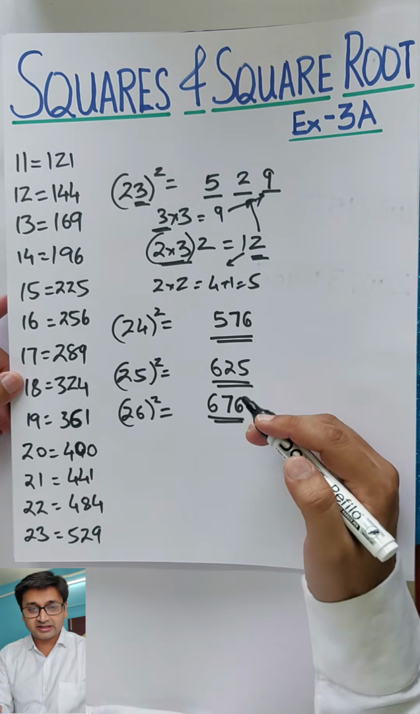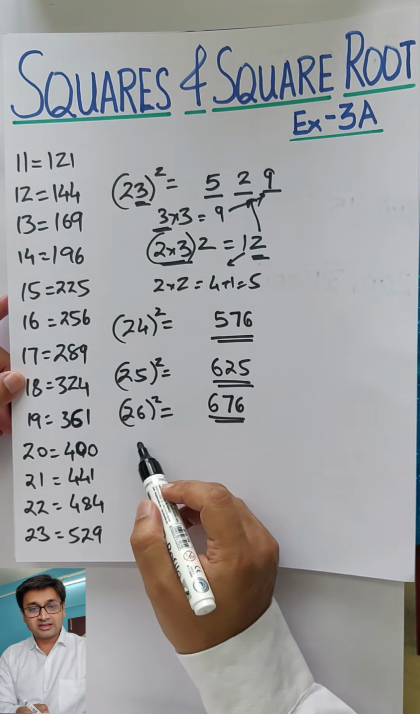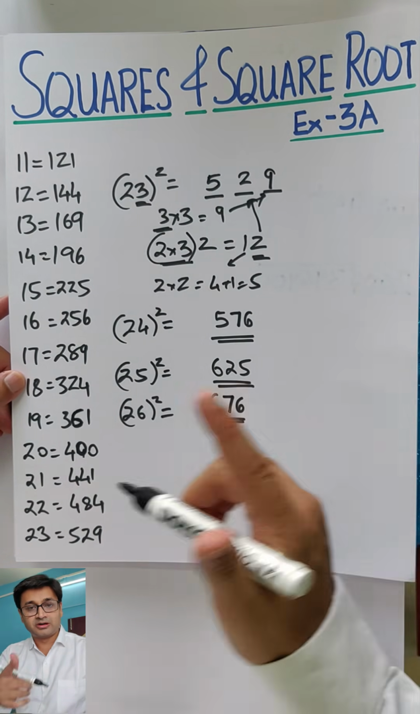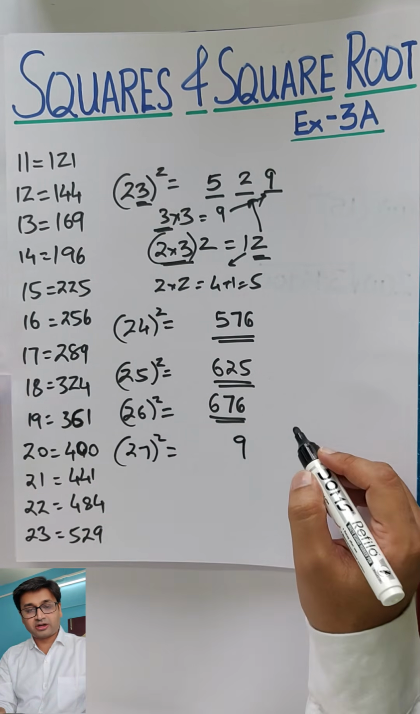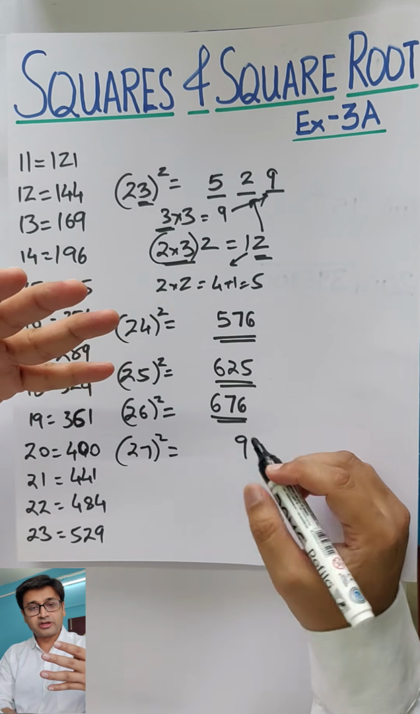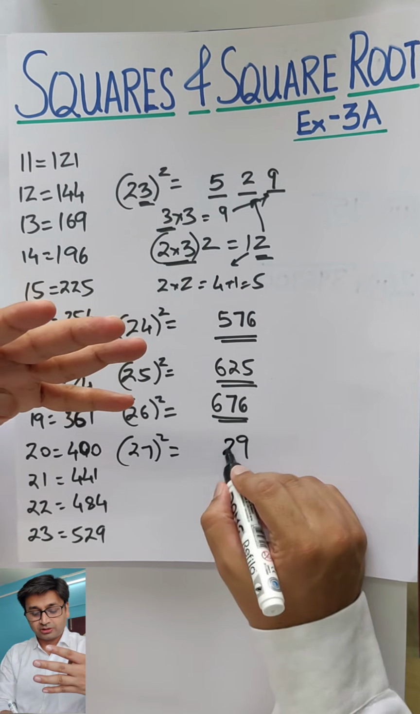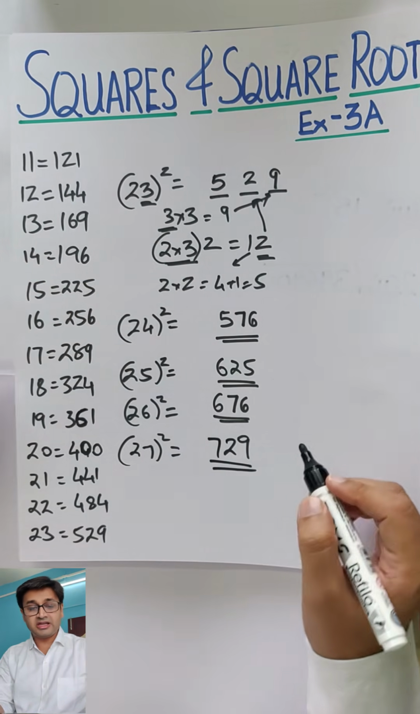But you need some practice for this. Once you do at least 5 to 6 sums like this, automatically you will be able to build. One last one just for you all. 27 square. So 7 square 49, 4 carries over. 7 twos are 14. 14 twos are 28, 28 plus 4, 32, so 3. 2 square 4, 5, 6, 7, so 729.